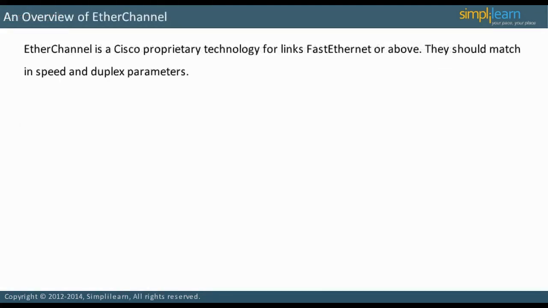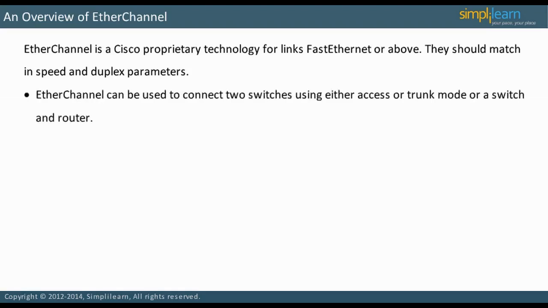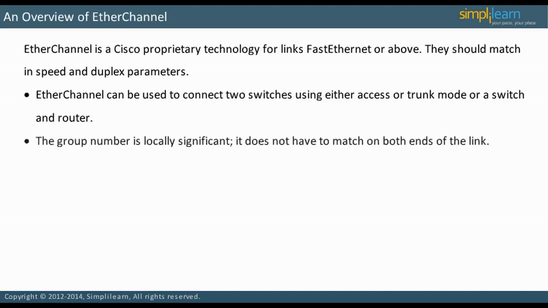EtherChannel is a Cisco proprietary technology for links Fast Ethernet or above. The links must match in many different parameters, for example in speed and duplex. EtherChannel can be used to connect various devices to a switch. It can connect two switches using either access or trunk mode. It is also used to connect a switch and a router. The binding of the physical ports is called a channel group. A channel group, also called a channel, is identified by a group number. The group number is locally significant. It does not have to match on both ends of the link.